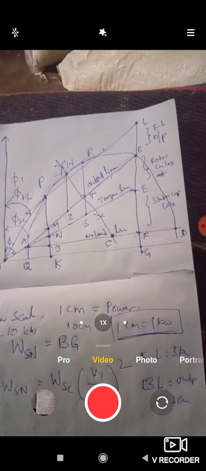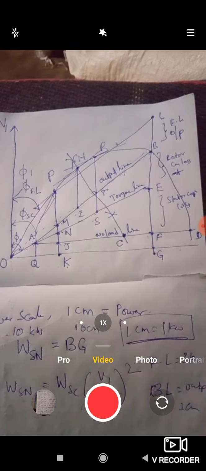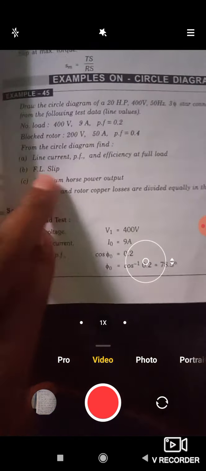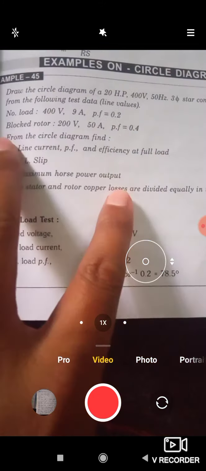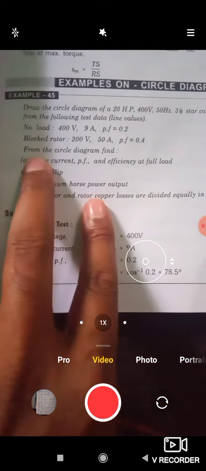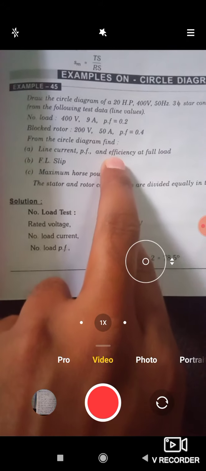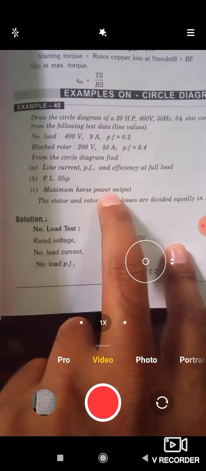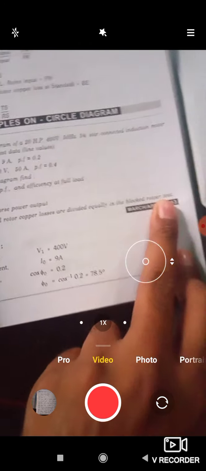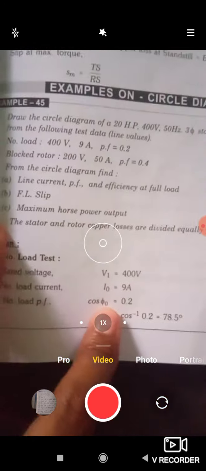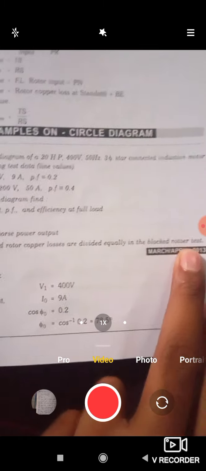But here, if you want to solve an actual problem, we need a graph. So I will show this one. For example, see in this example, no load test data is given and block rotor test data is given, and they ask to find the load current, power factor and efficiency at full load and full load slip and maximum horsepower output. The stator and rotor copper losses are divided equally in the block rotor. So the line is given to find the point E.